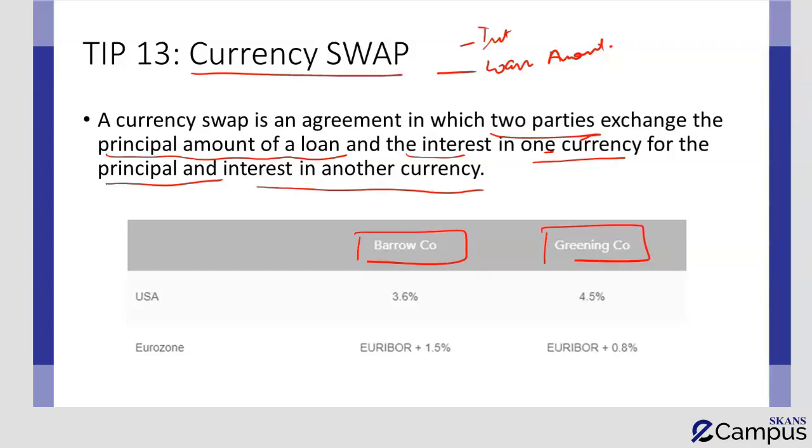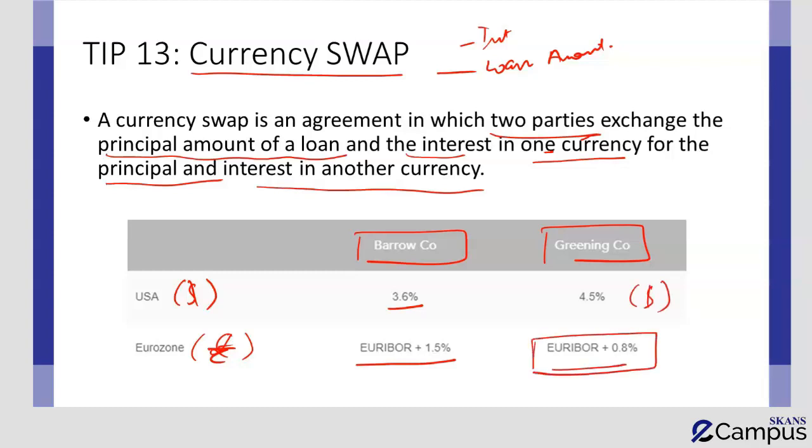If Barrow takes a US dollar loan, it costs them 3.6%. And if it takes a euro loan, it costs them Euribor plus 1.5%. On the other hand, Greening, if it takes a US loan, it costs them 4.5%. And if it takes a euro loan, it costs them Euribor plus 0.8%. So clearly, Barrow has a benefit of taking a loan in dollars, and Greening has a benefit of taking a loan in euros. So rather than directly applying for a euro loan, Barrow applies for a US loan and Greening applies for a euro loan, and then they swap their loans with each other.